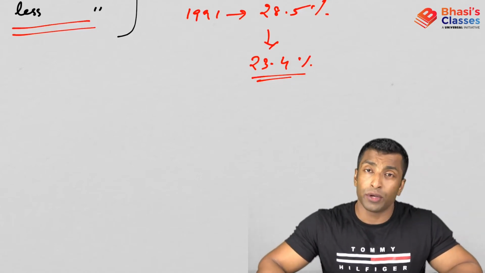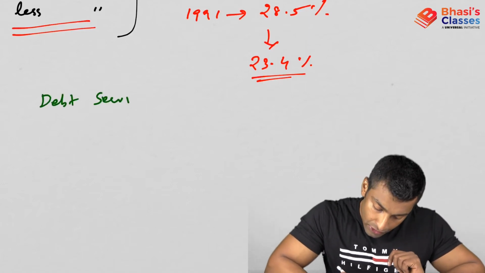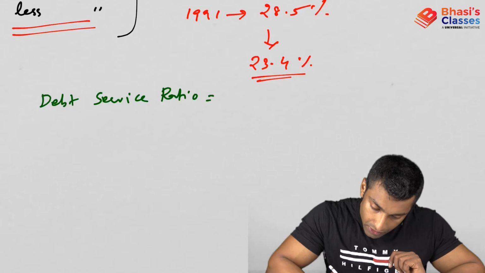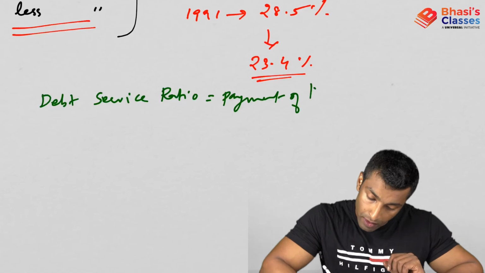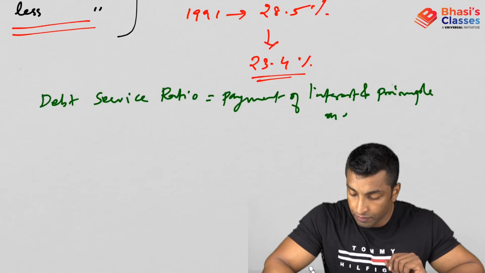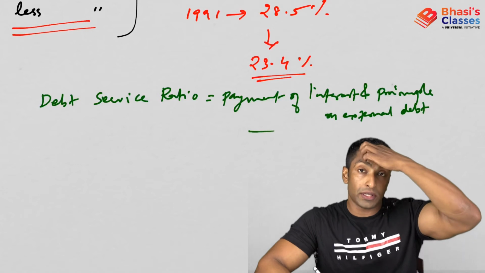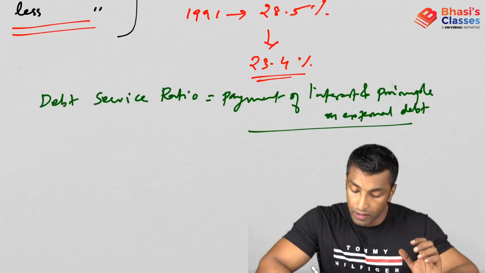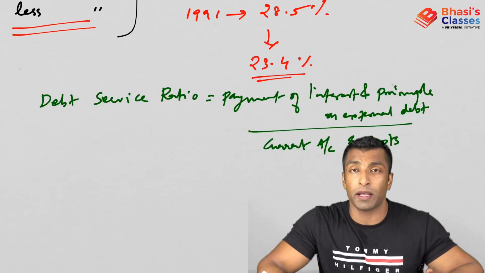One more concept which is related to this debt that I want to discuss is debt service ratio. So debt service ratio, what is this? In the numerator, payment of interest and principal on external debt. So you need to pay the interest and the principal divided by current account receipts, whatever you receive. Okay, current account receipts, and if you need to get it in percentage, you have to multiply by 100.